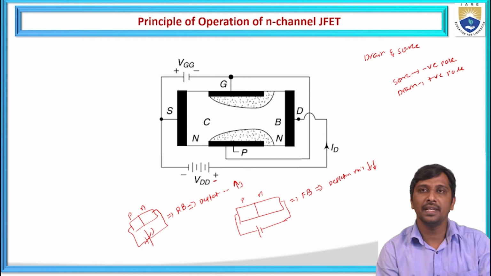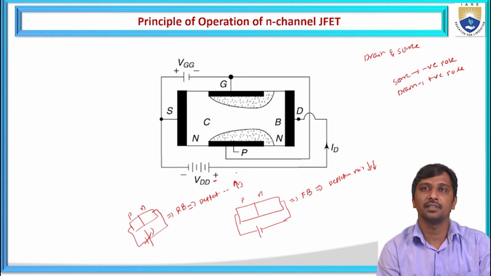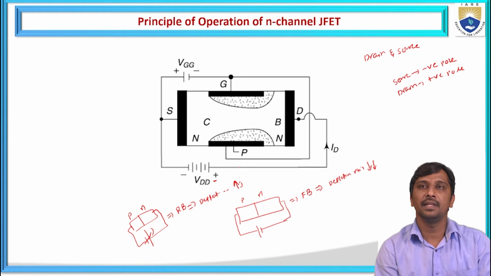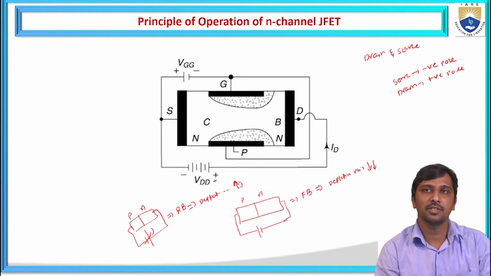To apply this principle to the JFET, to control the flow of drain current, if you want to limit the flow of current, that can be done through a biasing voltage between the gate and the source as well as between the drain and the source. Hence, we require two biasing voltages: one between the drain and the source, another between the gate and the source.